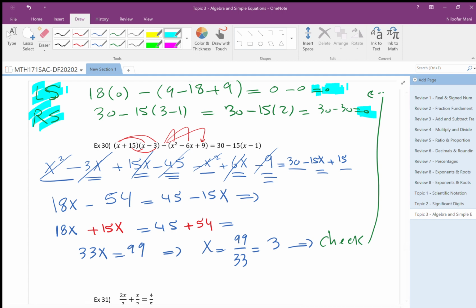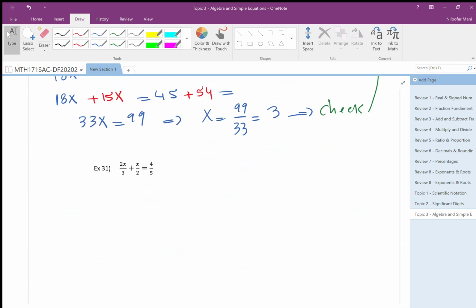But if you substitute and you see the left side doesn't equal the right side, you made a mistake. Make sure to check your work. Okay, how about the next question? Okay, next question.